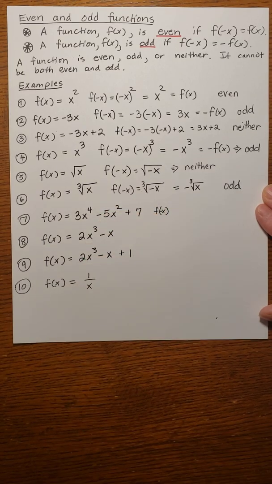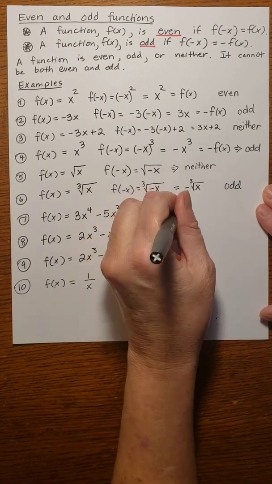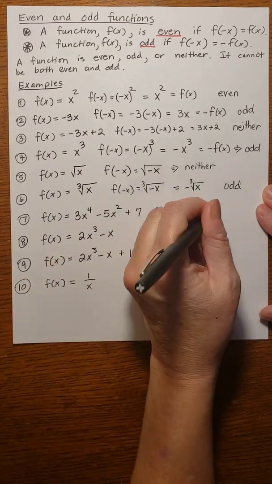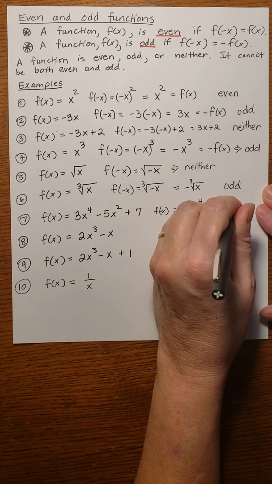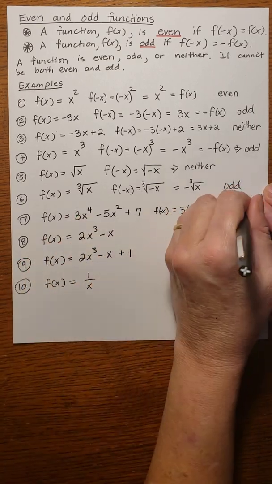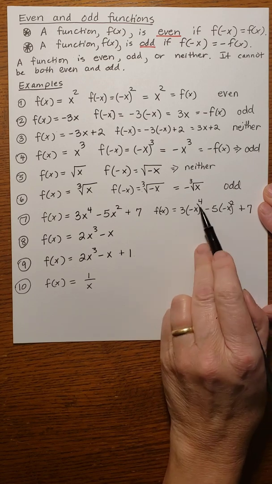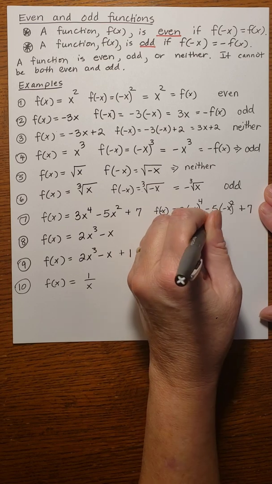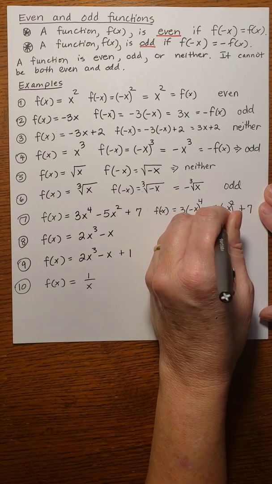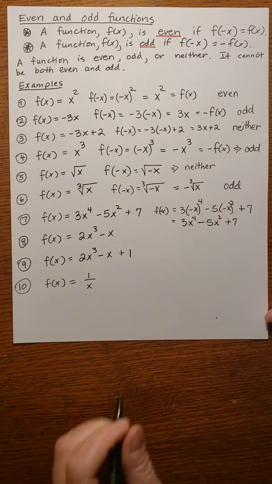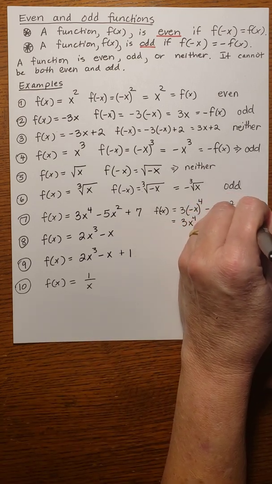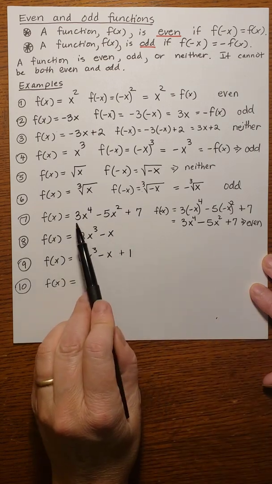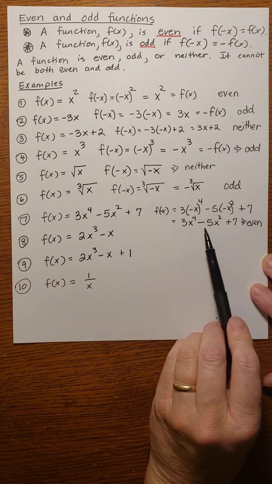So I meant to put in negative x. Now plugging in negative x for this function here, I have 3 times negative x to the 4th power minus 5 times negative x squared plus 7. And when I simplify these, because these are even exponents, the negatives are going to go away and I get the original function. Okay, so this is even, because this function here is identical to my original. So plugging in a negative x gives me the same as f of x.